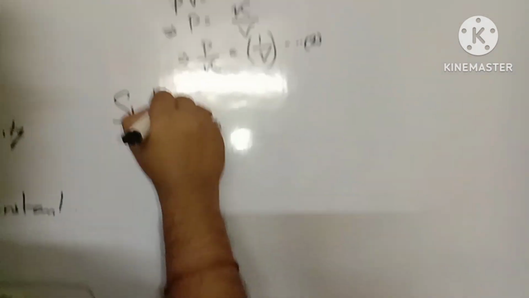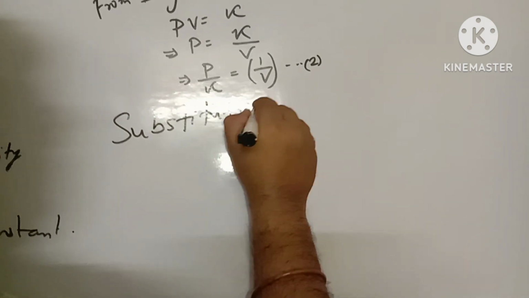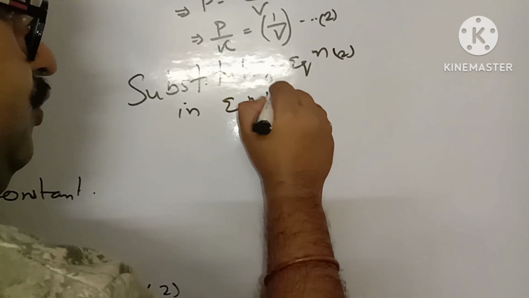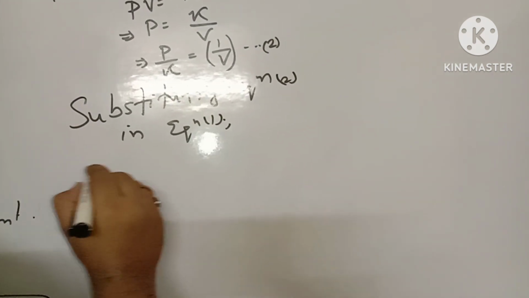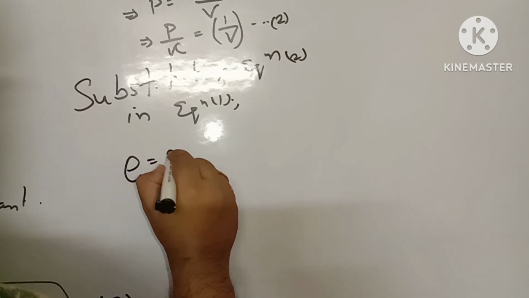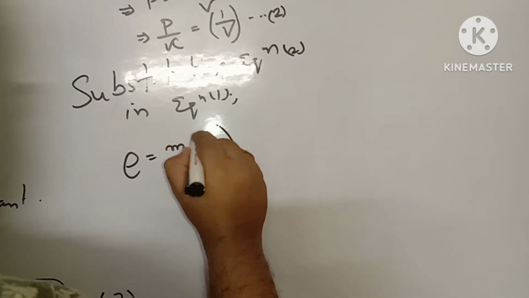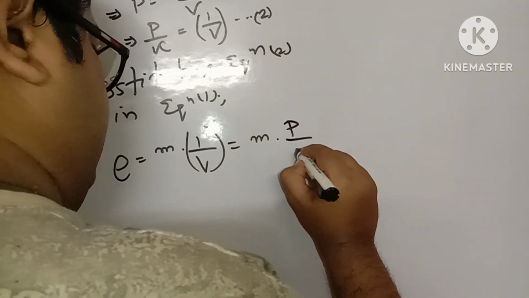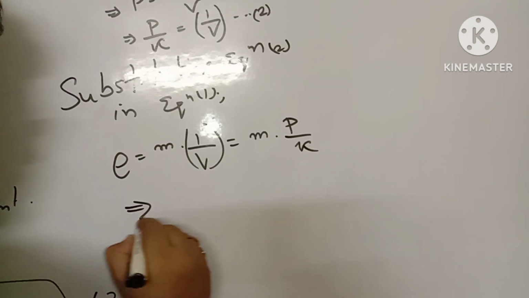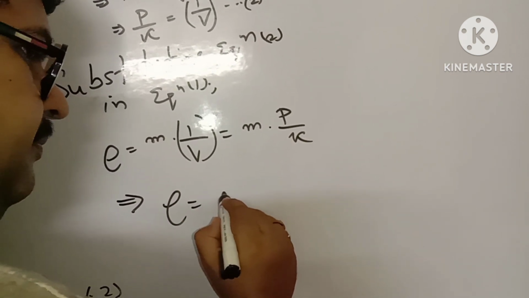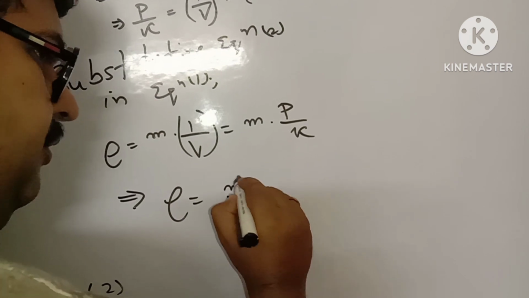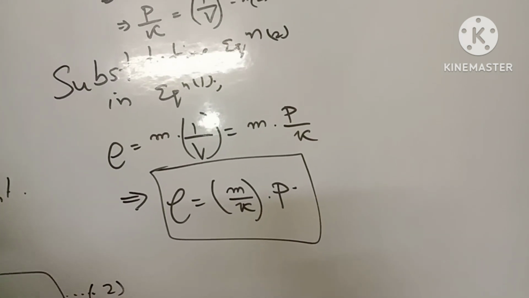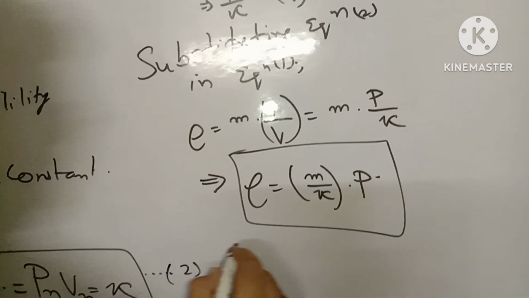So substituting equation 2 in equation 1, you get rho equal to m into 1 by v equal to m into p by kappa. You can always write rho equal to m by kappa, m is obviously constant, into p. This is the relation of density with respect to Boyle's law.